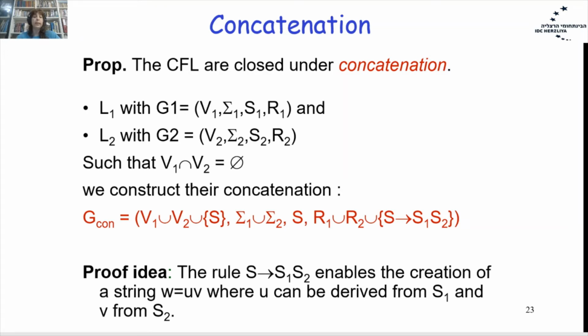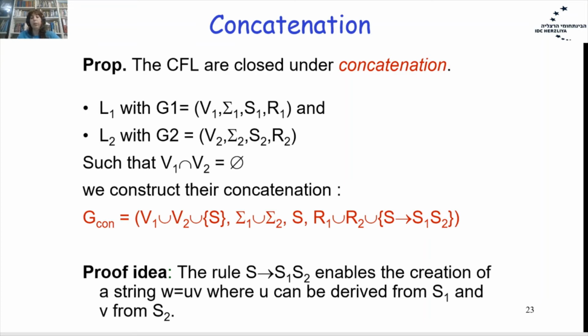The new starting symbol will be S, and we will use all the rules of the first grammar, all the rules of the second grammar, and we will add an additional rule of the concatenation. S derives S1 concatenation S2, where from S1 we will derive some prefix U that belongs to L1, and from S2 we will derive some suffix V that belongs to L2, and every word W in our new language can be divided into prefix U, which is derived from S1, and suffix V that can be derived from S2.